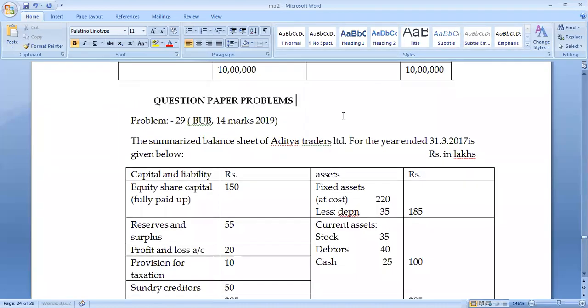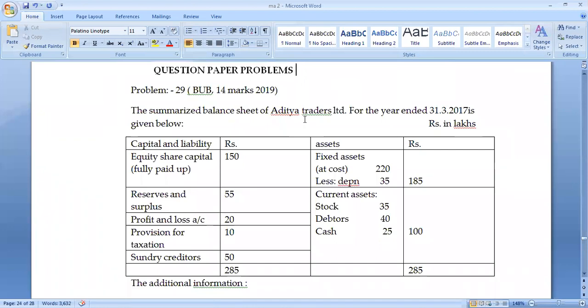Okay, hello all. So today we will discuss the question paper problem which was asked for 14 marks in the years 2019 and 2018. We will discuss it today. Okay.